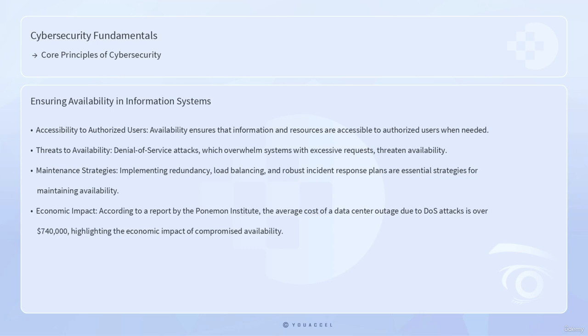According to a report by the Ponemon Institute, the average cost of a data center outage due to DoS attacks is over $740,000, highlighting the economic impact of compromised availability.